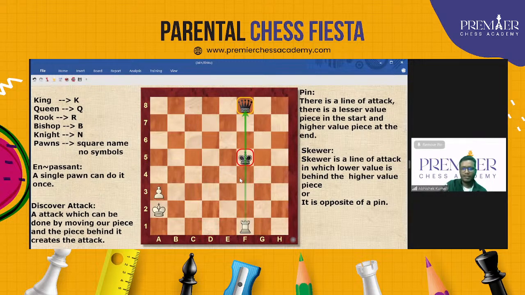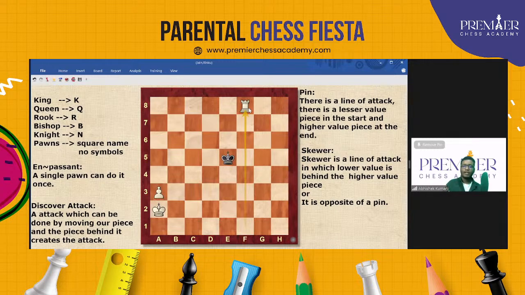This tactic is basically used to remove the higher value piece out of the line. Because if there is a higher value piece in front, our opponents will prioritize the safety of the higher value piece, right? The idea behind doing a skewer is we are forcing our opponent to move their higher value piece to safety, and when they do so, we capture the lower value piece. So this is the idea behind this skewer.